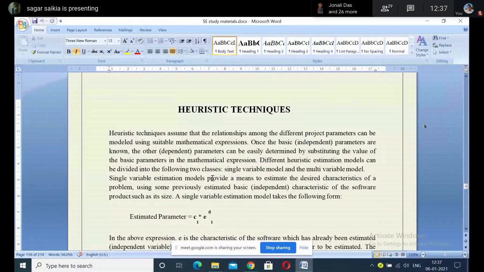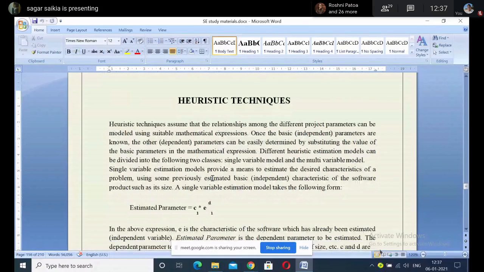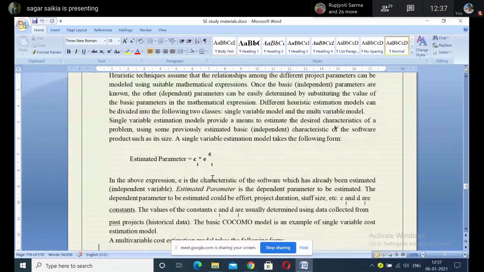On different estimation models, we classified them into two cases: one is the single variable model and the other is the multi-variable model. For the single variable model, it basically estimates the various features or characteristics a project might have, and also some of the basic parameters which might be dependent on it while making the project. So how do we estimate then? What is the parameter which is dependent upon that?